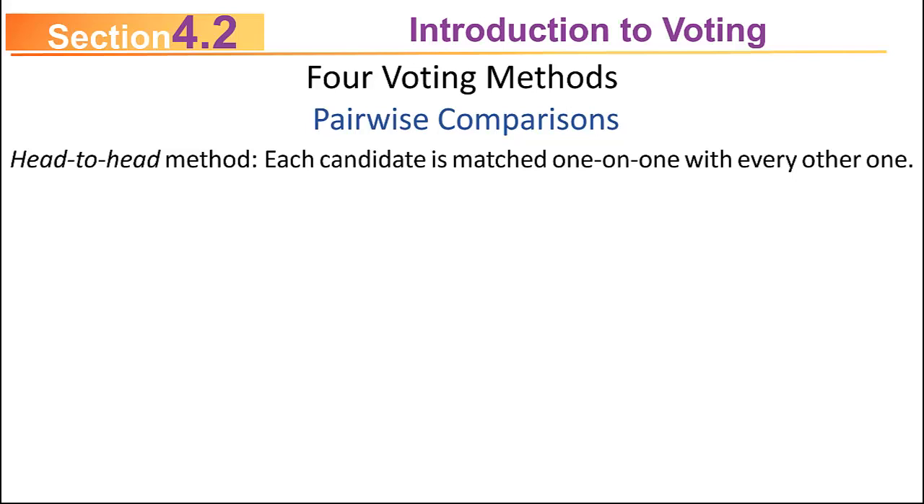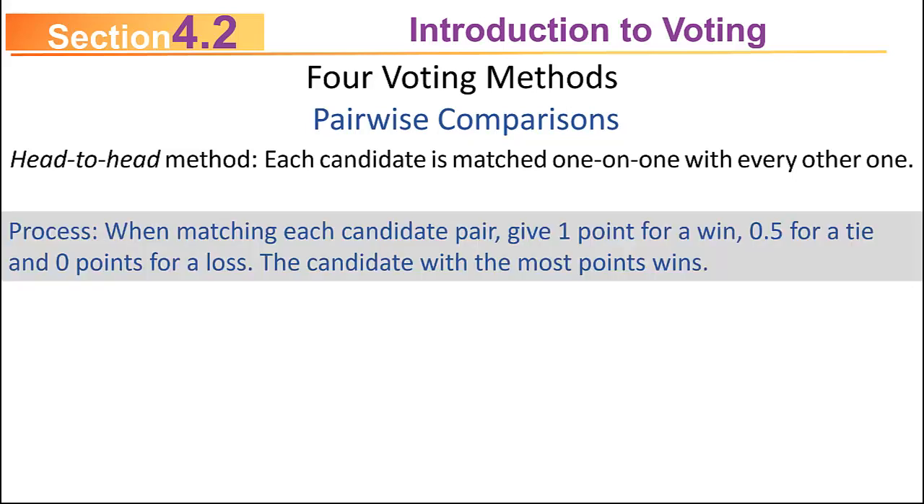In other words, you pick 2 and run them against each other and see who wins. Then you pick another 2 and you run those 2 against each other and see who wins. You take every combination of pairs of candidates, run them against each other, and see who wins. The process formally is this.